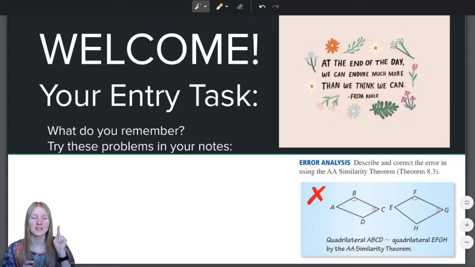You know what to do. Pause the video, try this problem in your notes, and then unpause it to do it with me. Alright, describe and correct the error in using the AA, the angle-angle similarity theorem.